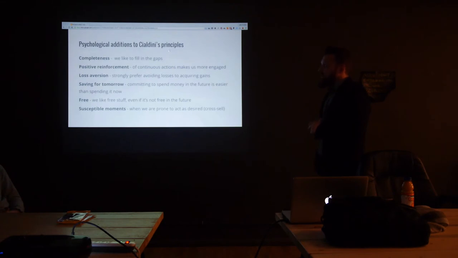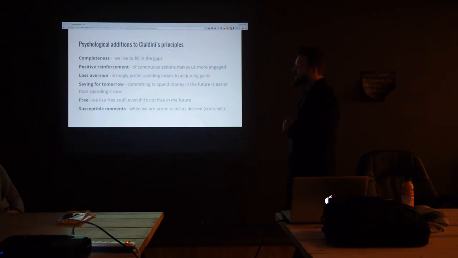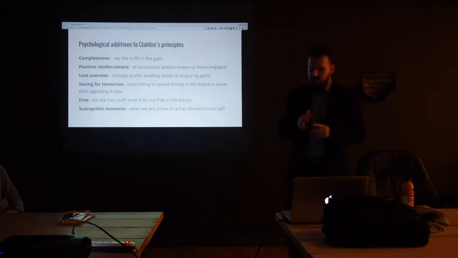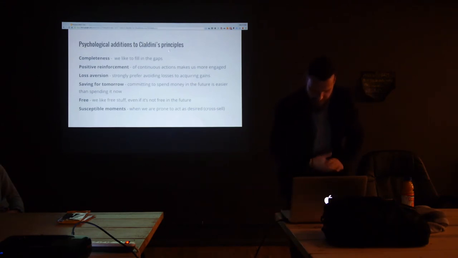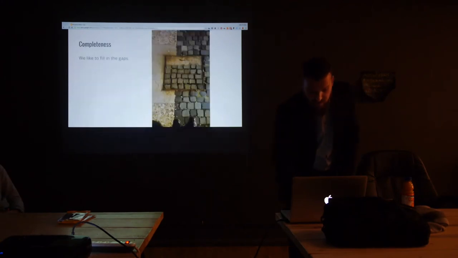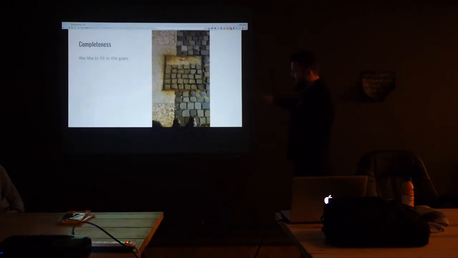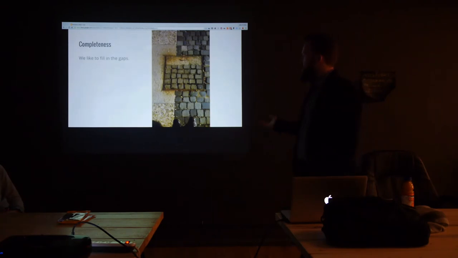So there's a lot more in digital design that we add to Cialdini's principles, and those are these things. So it's completeness. We hate to see something that is not in the right order, or not at the right angle as it should be, so we like to fix stuff. And we like to fix stuff in our brain as well. So, for example, this guy didn't do a good job here, right? So we like to fill in the gaps, and this is the basic concept.